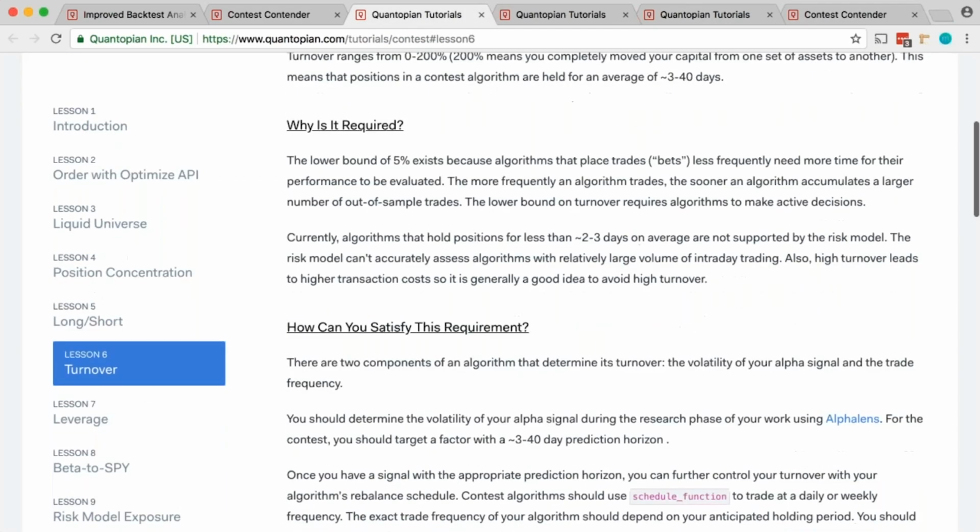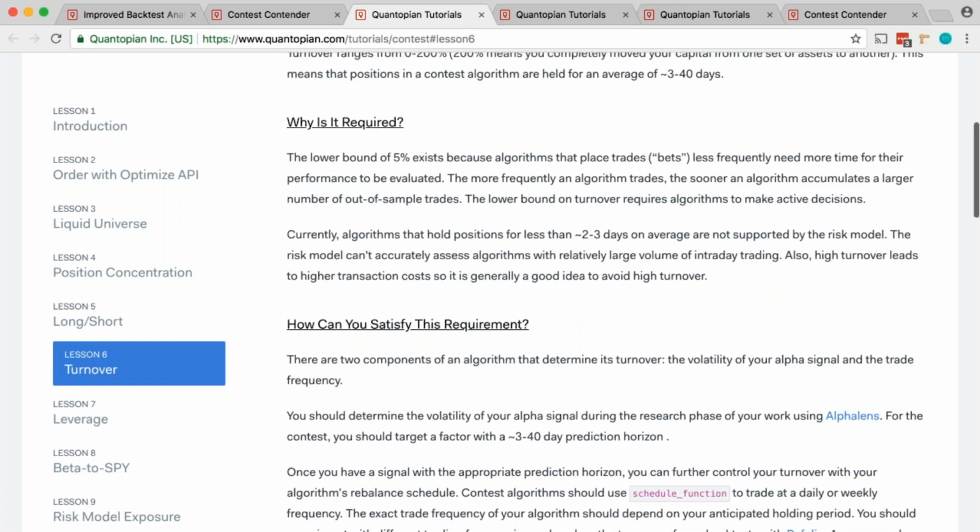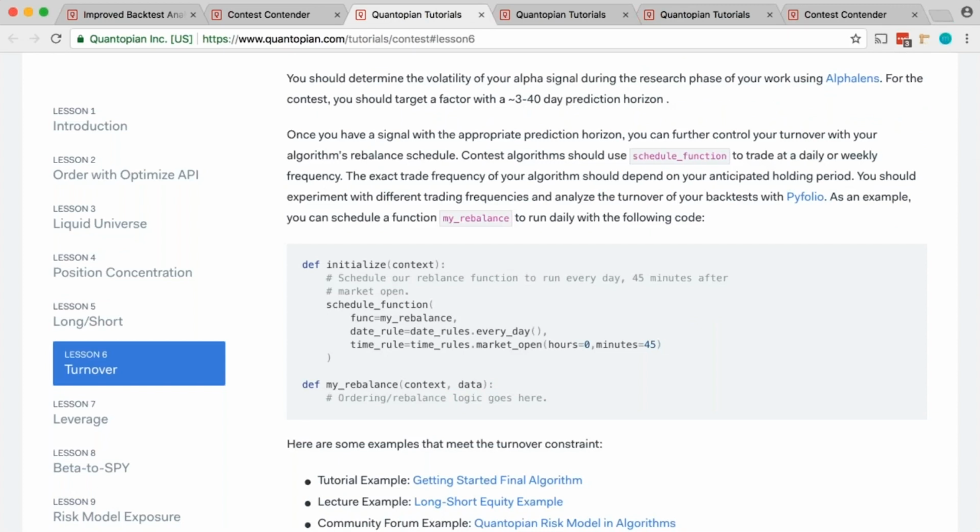The turnover is a little interesting because there's no constraint that you can apply, or you may not necessarily need to apply a constraint to keep your turnover within the bounds. The best thing to do here is often to just schedule your trading at a frequency that matches the turnover constraint. So that might mean that usually you want to trade either daily or weekly, and you'd probably want to play with that to see what turnover number actually works best for your algorithm.